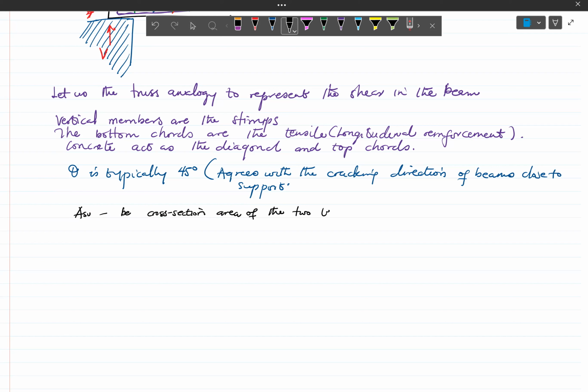We'll look at what these things are, what legs mean. Okay, we'll look at it shortly. Let me underline that. FYV, or F subscript YV, is the characteristic strength of the stirrups rebar.